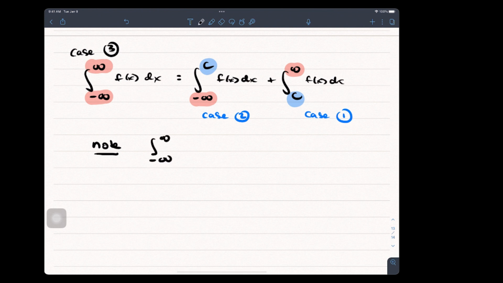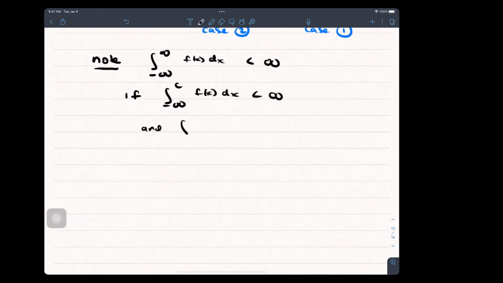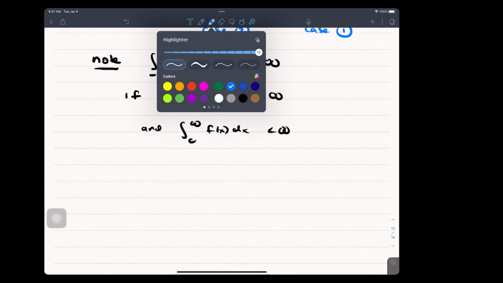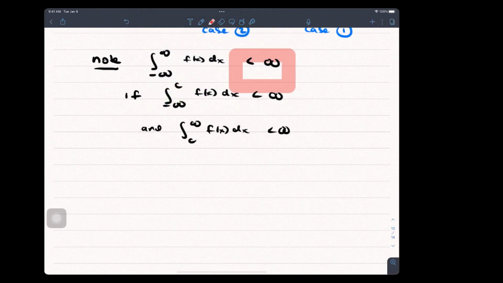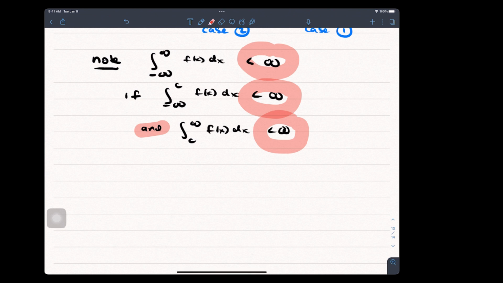This thing is finite. In other words, the integral converges if both of these 2 integrals converge. So this one has to converge, and this other integral needs to converge. They both need to converge because you're talking about a finite number, right? In order to get convergence, you need both of these. This is an and, because it's like saying a finite number plus another finite number will simply give you a finite number, right?